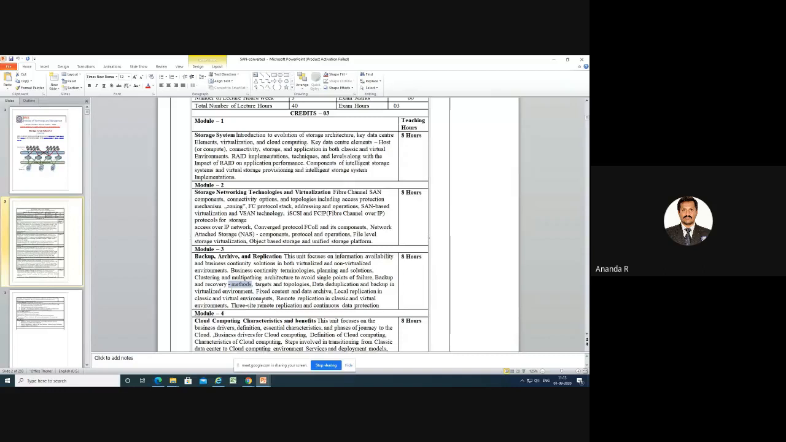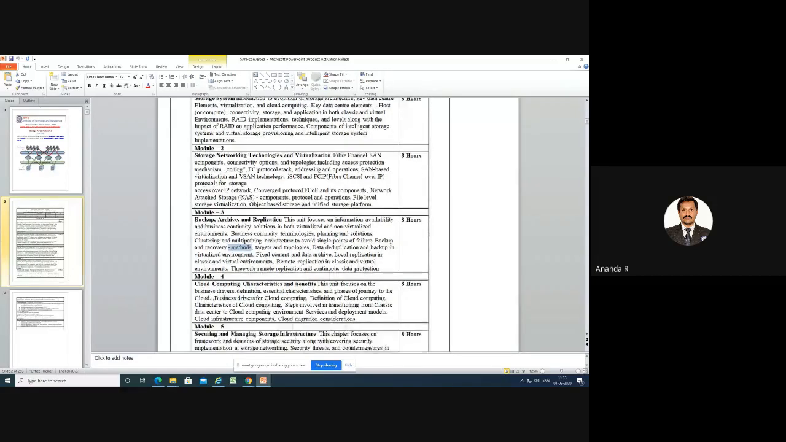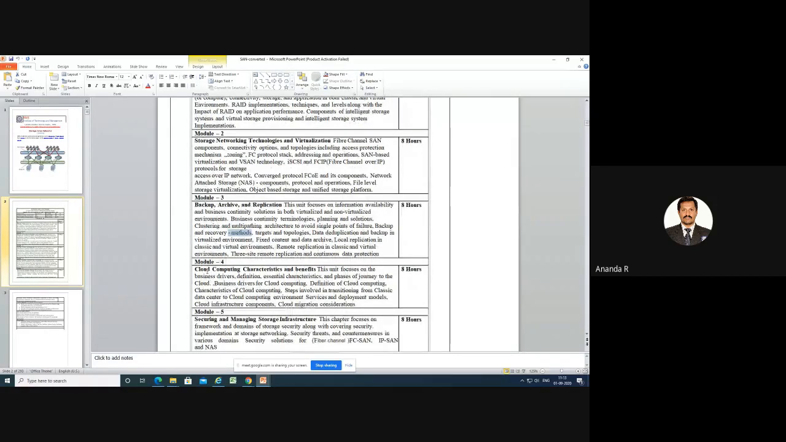Then we go to module number 4, which is about cloud computing. Module number 4 is about cloud computing characteristics and benefits. So what are the characteristics of cloud computing and what are its benefits, related to your SAN? That we're going to discuss in module number 4.